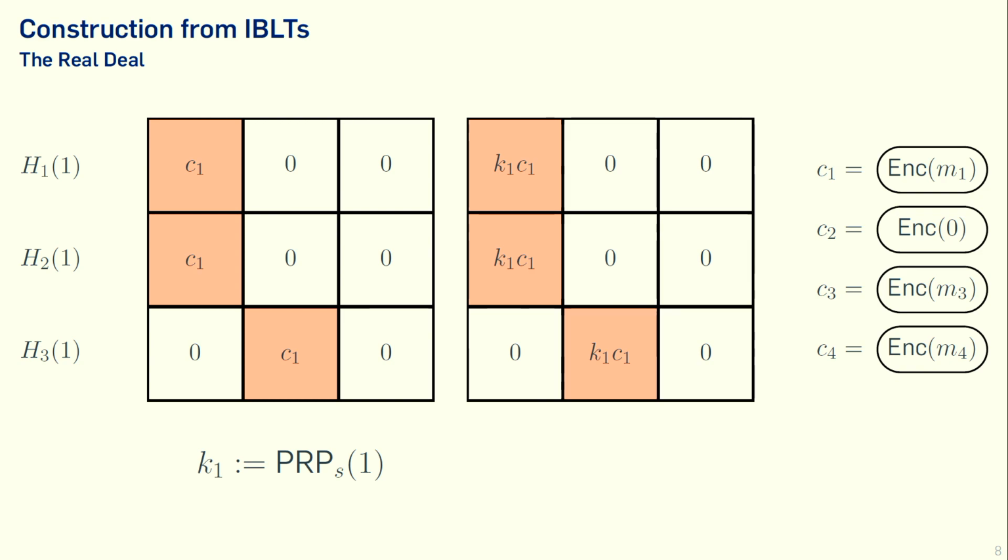On the left-hand side, in the value matrix, we still just insert the ciphertext. On the right-hand side, in what I will call the key matrix, we insert K1 times C1. So this is the ciphertext multiplied by a constant, where the constant is just the field value, the PRP applied to the index. So the PRP applied to 1 basically gives us K1.